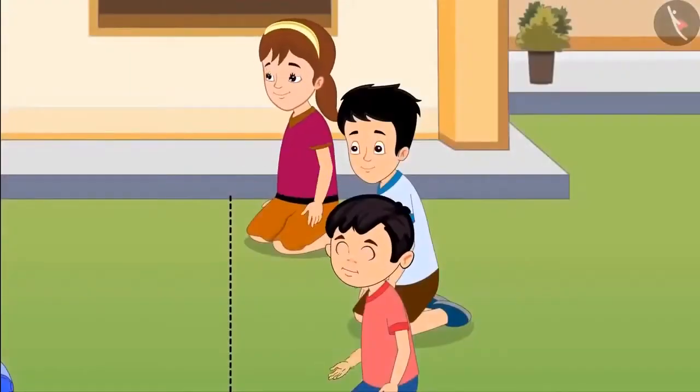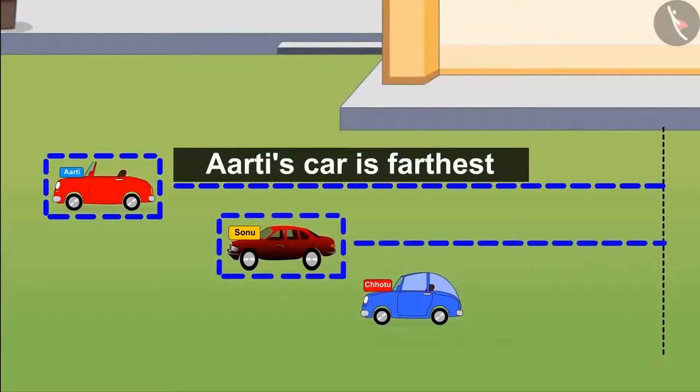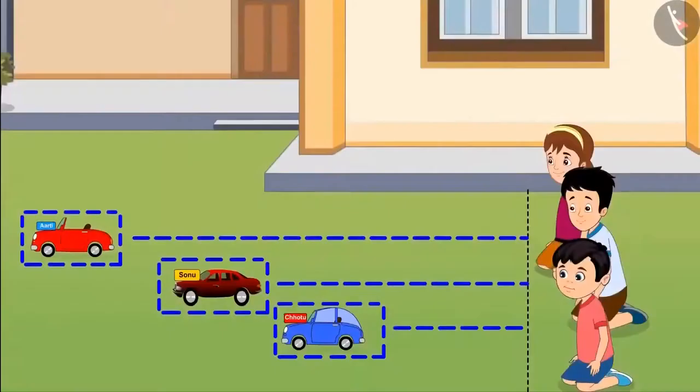I won! How? My car is the farthest from here. Sonu's car is behind my car. And Chotu, your car is nearest to us. So children, did you see? Aarti's car went the farthest and Chotu's car the nearest.